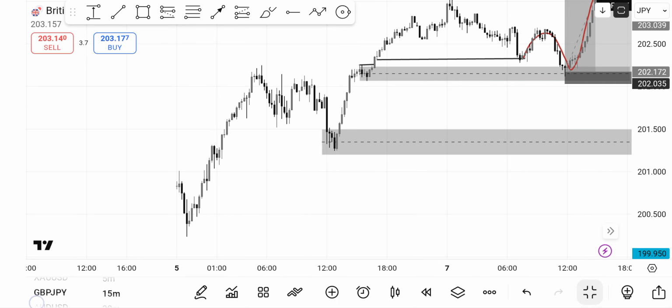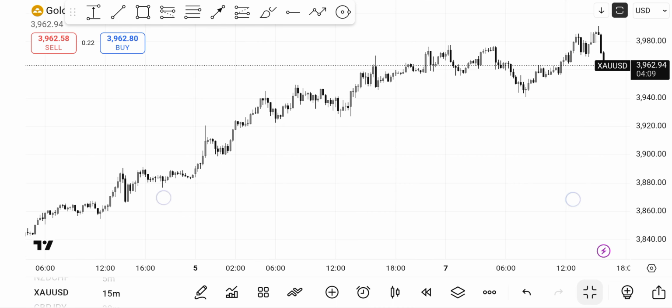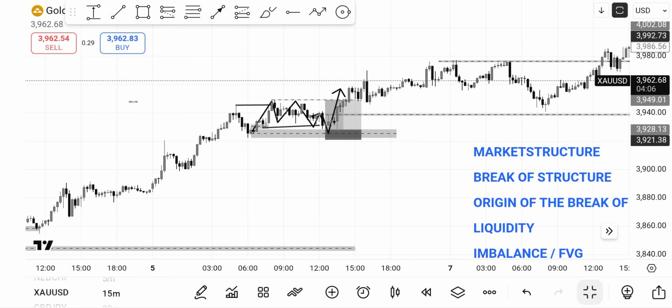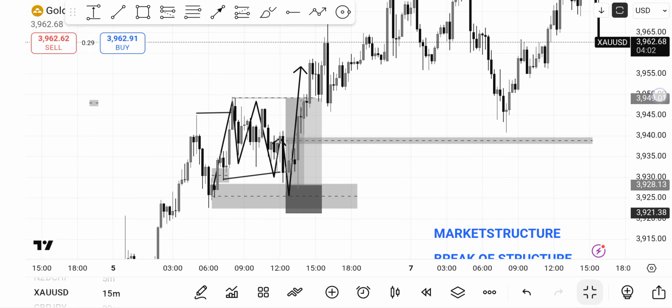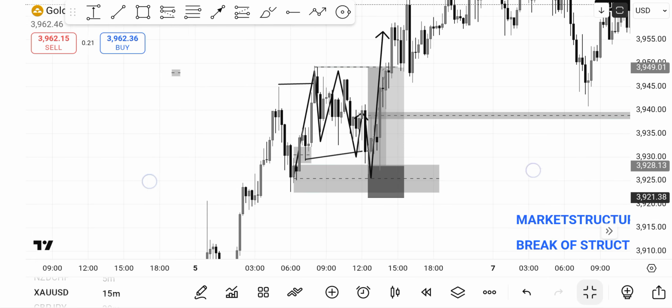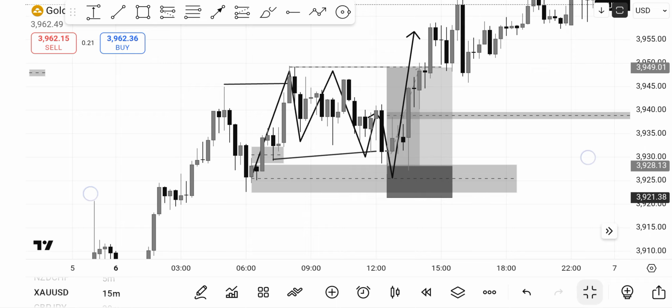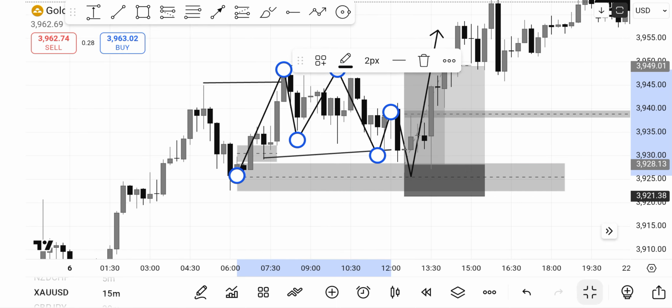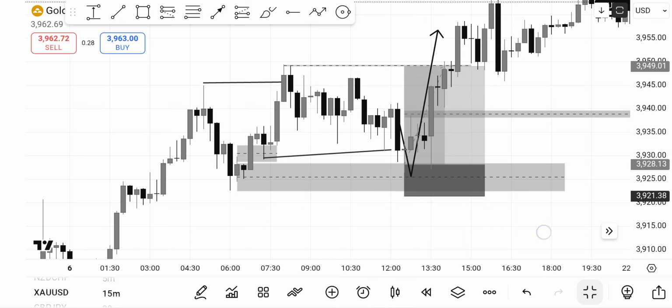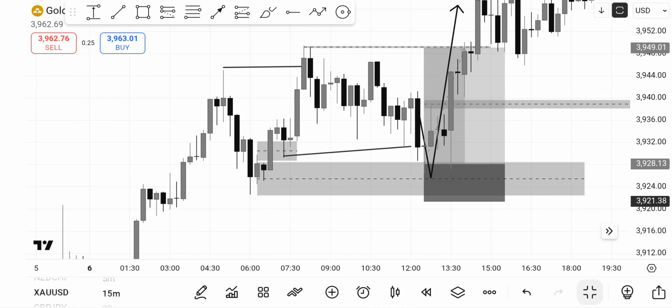So let's go back to the gold chart and I show you something. I'm going to show you what a fair value gap is. For those who don't know what a fair value gap is, a fair value gap is this gap here between the last candle after the consolidation. Let me first delete this. Between the last candle and the third candle after the consolidation. So this is the fair value gap here, right here.